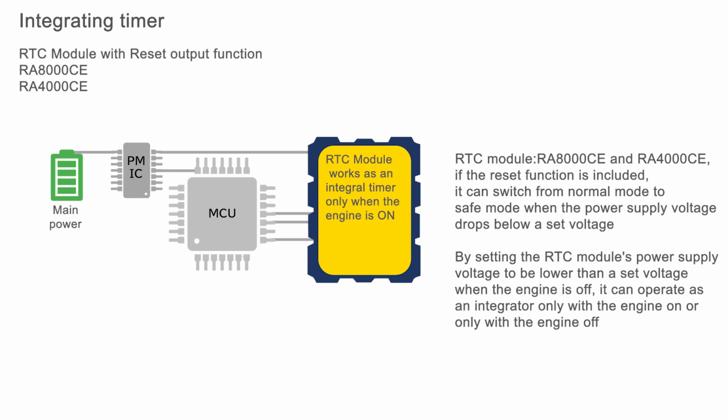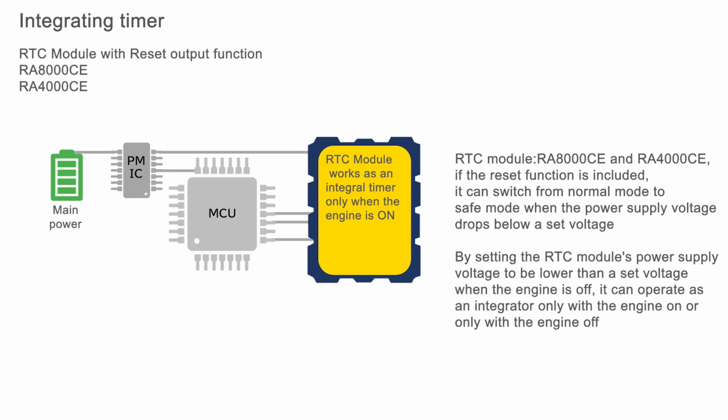RTC modules RA8000CE and RA4000CE with a reset function will switch from normal mode to safe mode when the power supply voltage falls below a set voltage. By using this to control the RTC module's power supply voltage so that it falls below a set voltage when the engine is turned off, it will switch from normal mode to safe mode. In other words, the RTC module can operate in normal mode when the engine is on, and in safe mode when the engine is off.